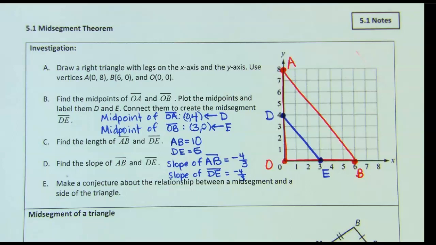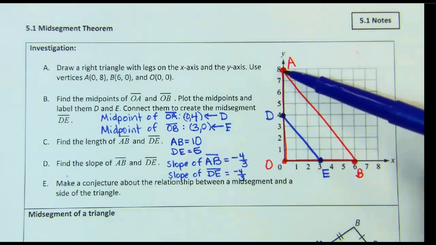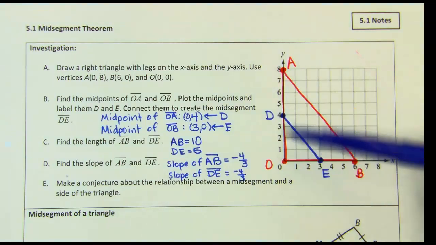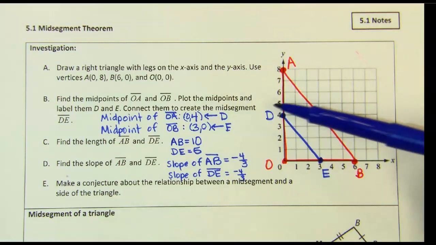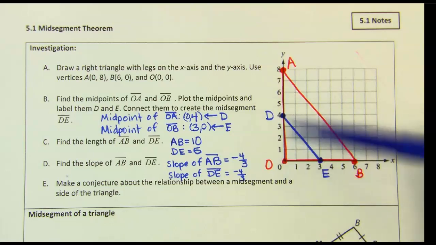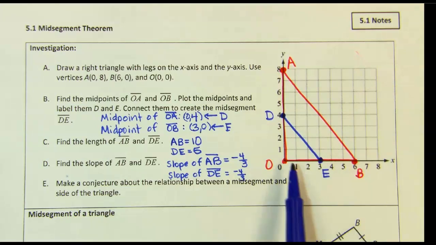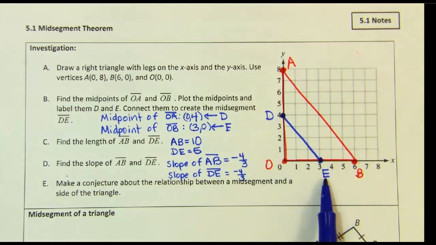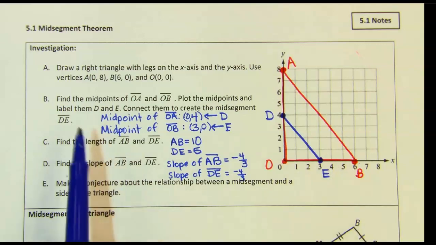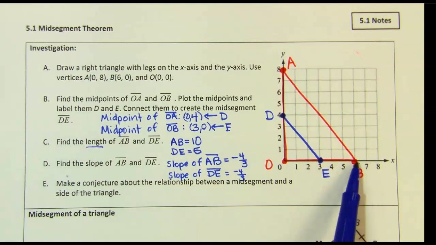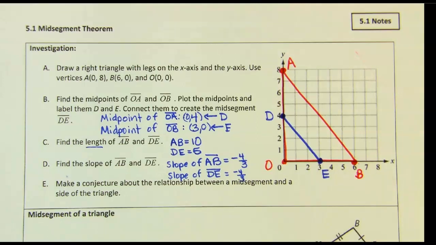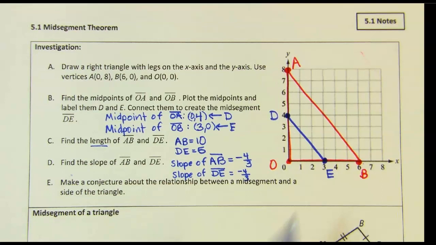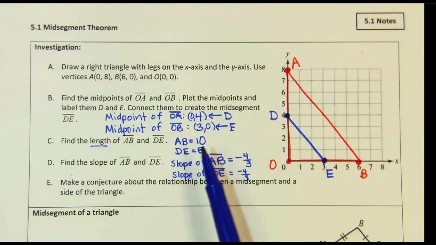You are first supposed to draw triangle ABO, which I have in red. Then you are supposed to find the midpoint of OA, which is D at 0, 4, and OB, which is E at 3, 0. Then you are asked to find the length of the diagonals, AB and DE. Now, there are two ways that I found that AB was 10 and that DE was 5.